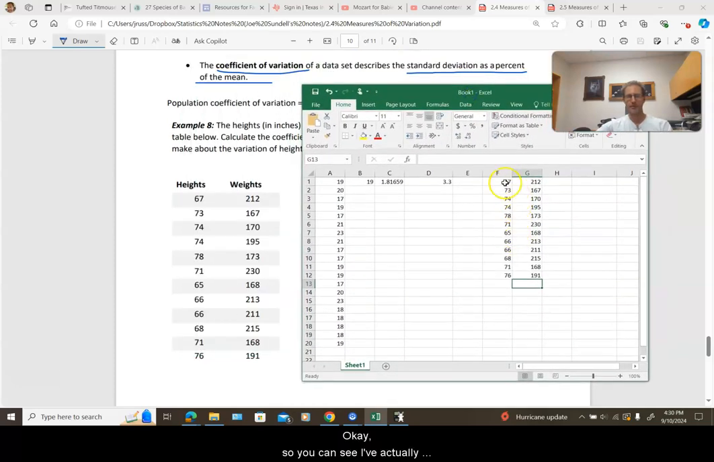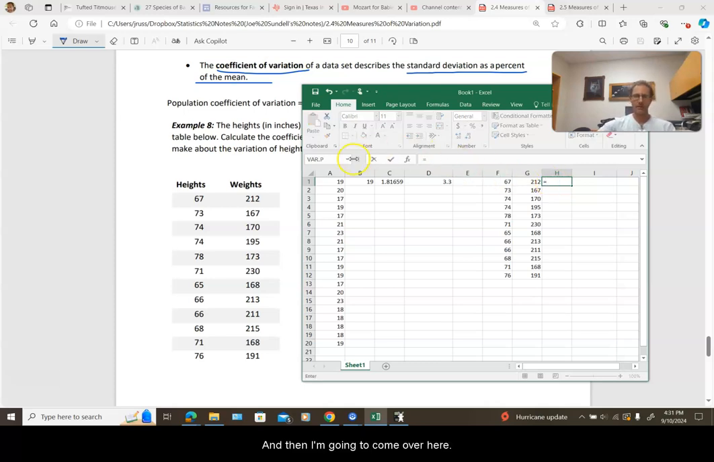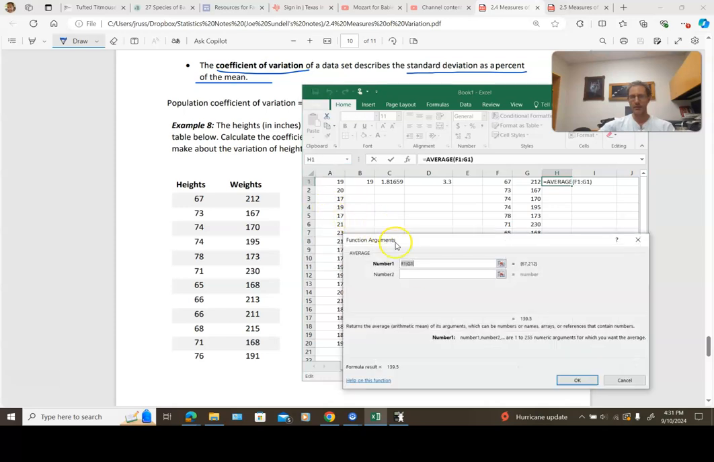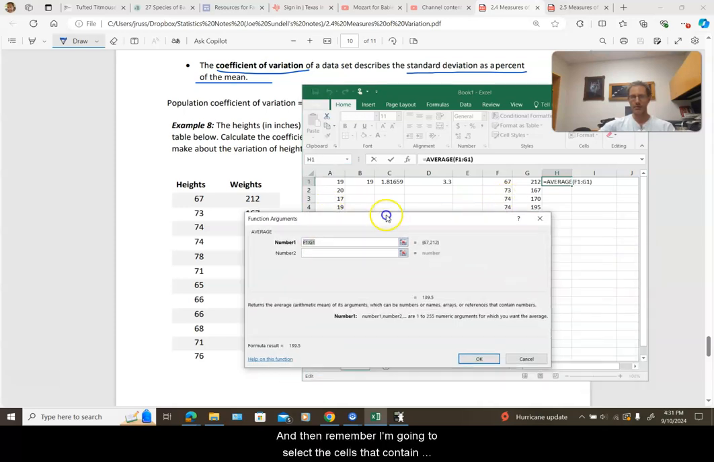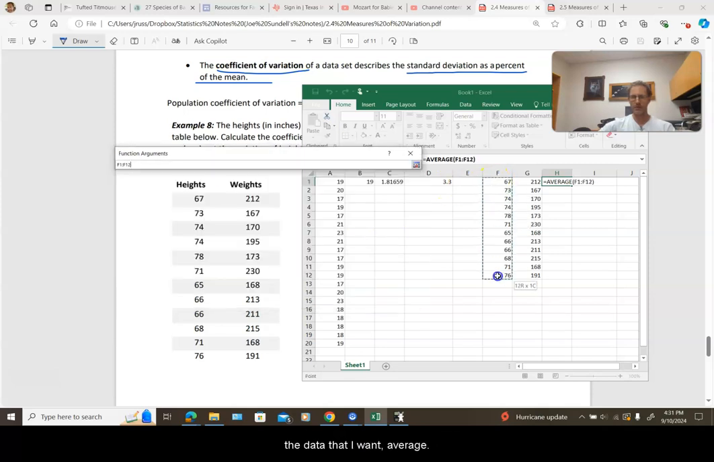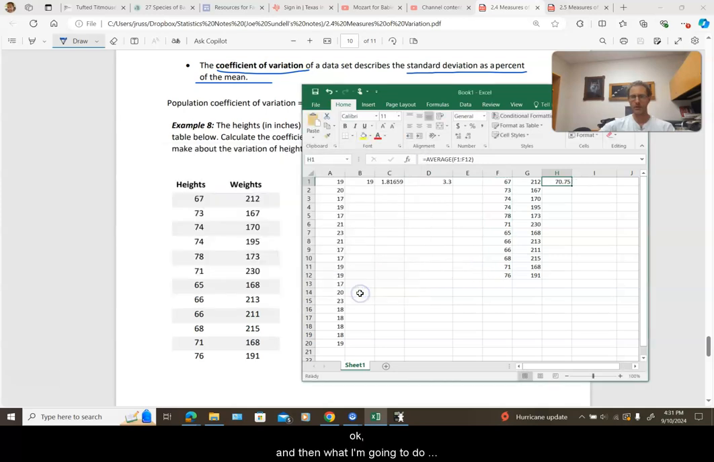Okay, so you can see I've already got the data in here. What I'm going to do is let this cell right here be the mean from this first data set. So I'm going to say equals, and then I'm going to come over here. If it's one of these functions I've already used, like average, I can just click it. And then remember, I'm going to select the cells that contain the data that I want to average, so it'll be these. And I'll click OK.